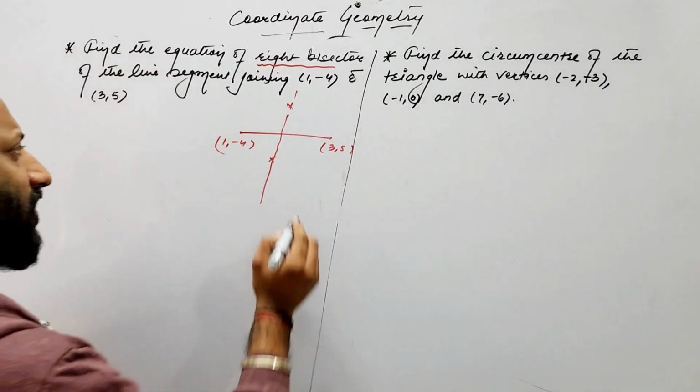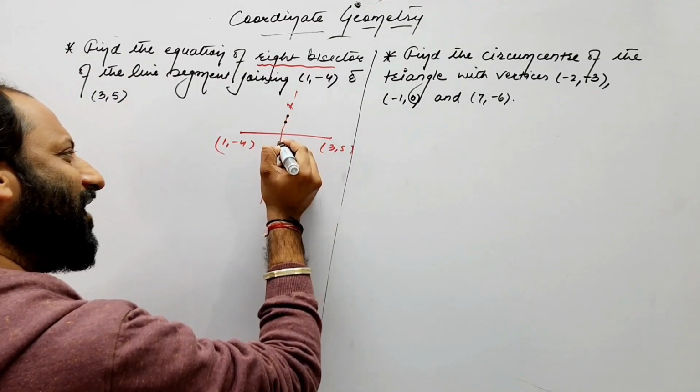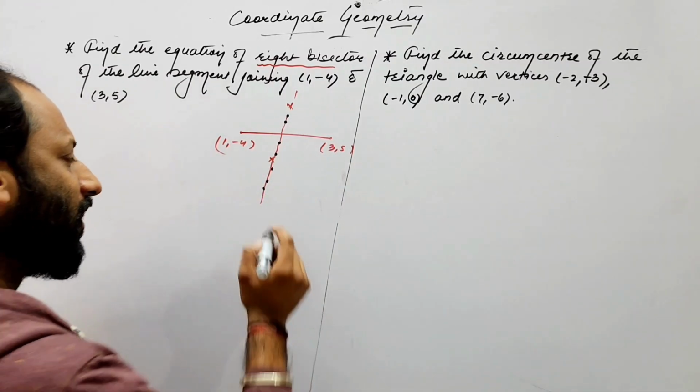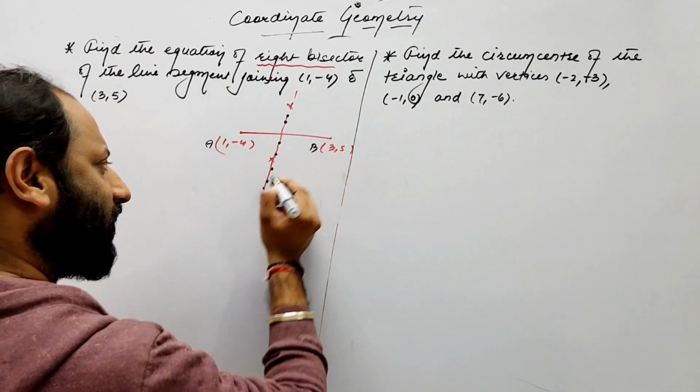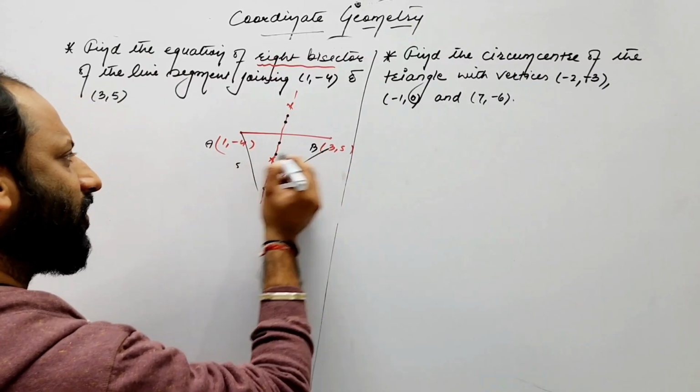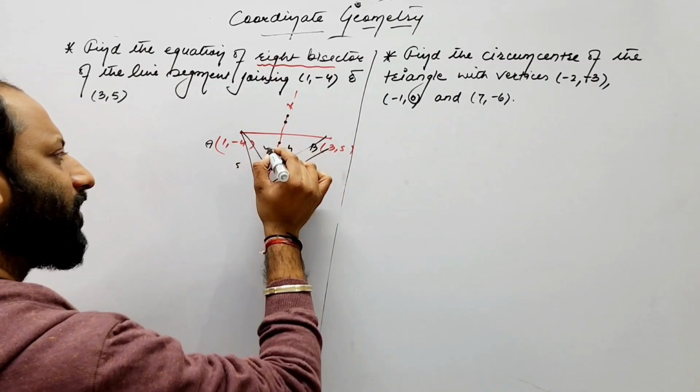Here is one result. If we take any point on the perpendicular bisector, any point, then this point is equidistant from this and this. Suppose this is 5 units, so this will be 5. This is 4, and this will be 4.